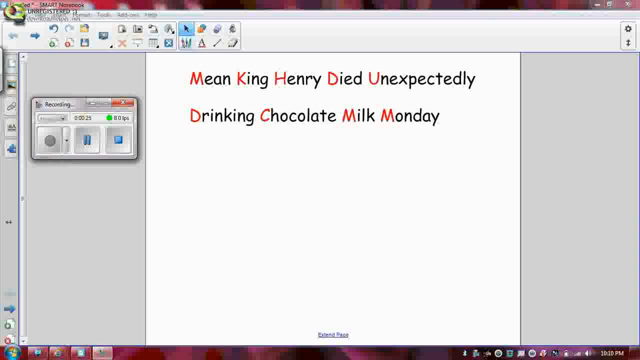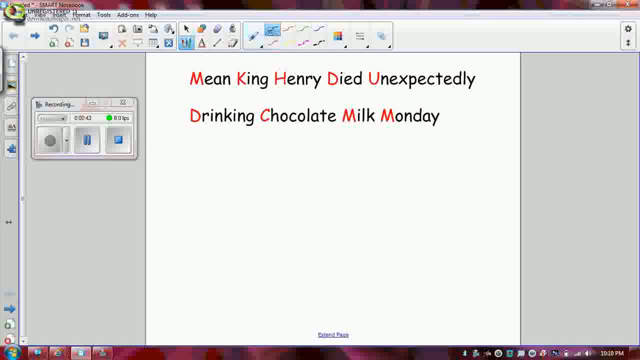So a mnemonic device or a saying that helps some students is the following. Mean King Henry died unexpectedly drinking chocolate milk Monday. Seems a little weird and a little juvenile, but it actually does work, and a lot of students use it to help them remember the metric system and the different orders that they go in. If you notice, the first letters of all the words are a different color to signify the different prefixes that are in the metric system. So Mean King Henry died unexpectedly drinking chocolate milk Monday stands for the basic metric prefixes that you'll see.